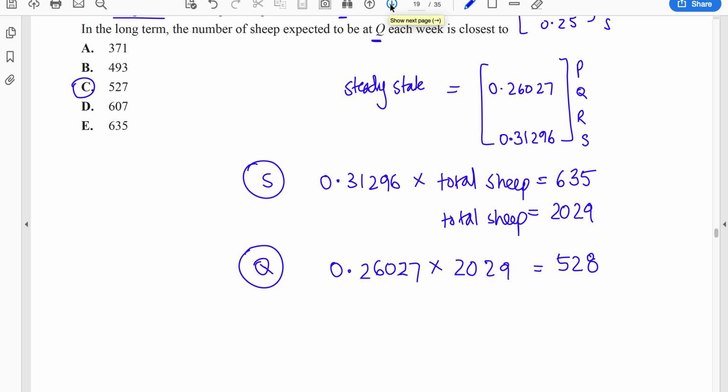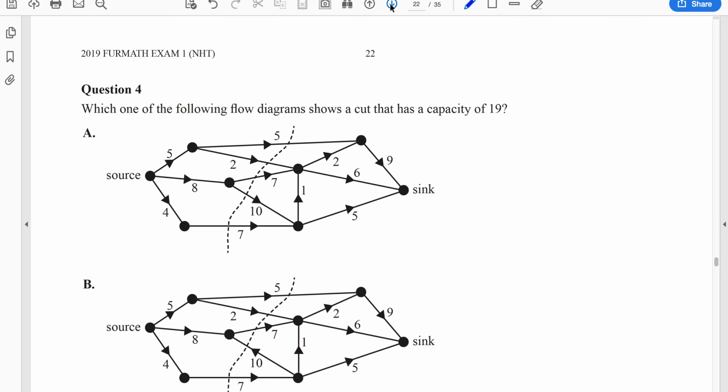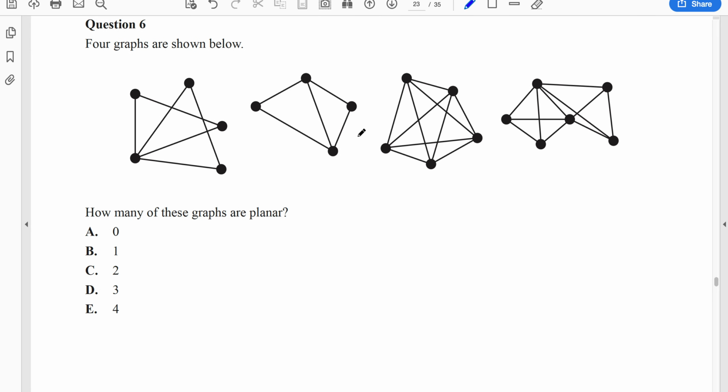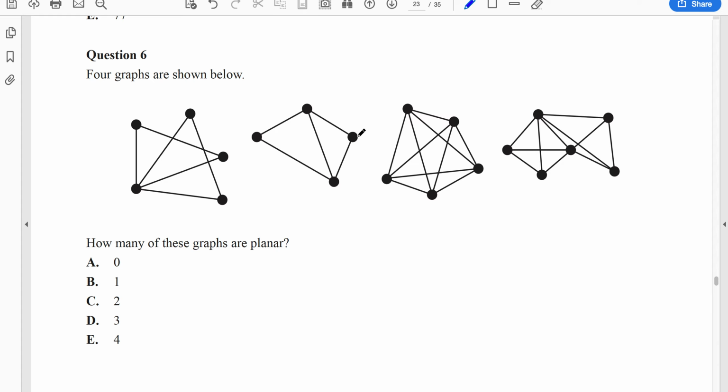Okay, so that's matrices now. I'm going to skip ahead in networks. The first question I wanted to talk about was number 6. So networks was done really, really well. The first one was this one that I just wanted to touch on.